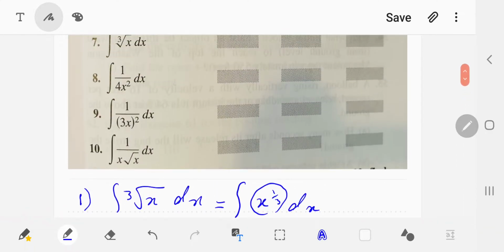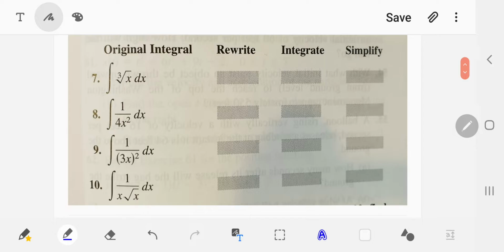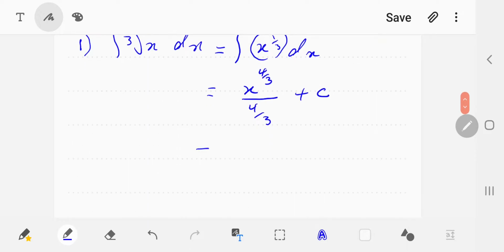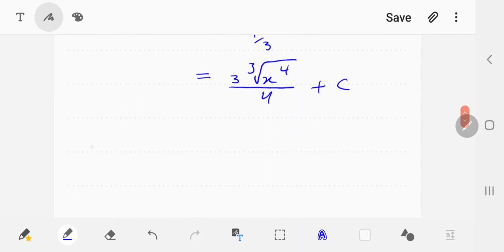So now, what did we do? We did the rewrite, we did integrate. The last step is just to simplify this expression. So it's just rewriting. 4 over 3 will be multiplied by 3 over 4, and x to the power of 4 over 3 is the radical, so x to the power of 4 under third root multiplied by the 3 divided by 4, all of that plus c. That's the first one.